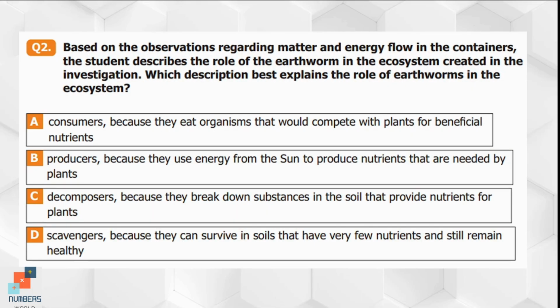Question number 2. Based on the observations regarding matter and energy flow in the containers, the student describes the role of the earthworm in the ecosystem created in the investigation. Which description best explains the role of earthworms in the ecosystem? Option A. Consumers, because they eat organisms that would compete with plants for beneficial nutrients. Option B. Producers, because they use energy from the sun to produce nutrients that are needed by plants. Option C. Decomposers, because they break down substances in the soil that provide nutrients for plants.